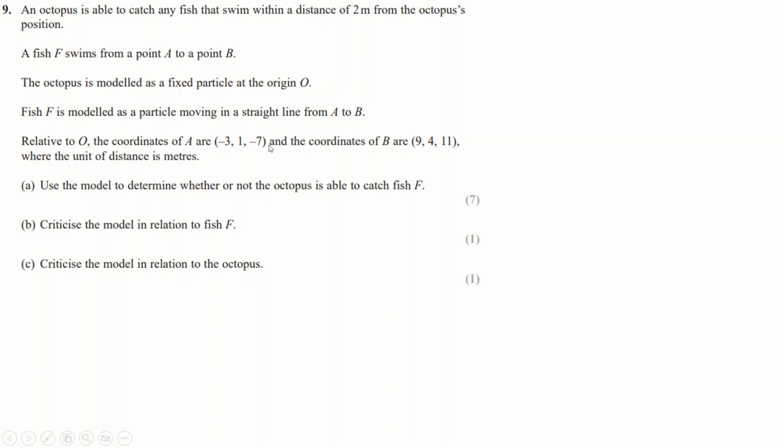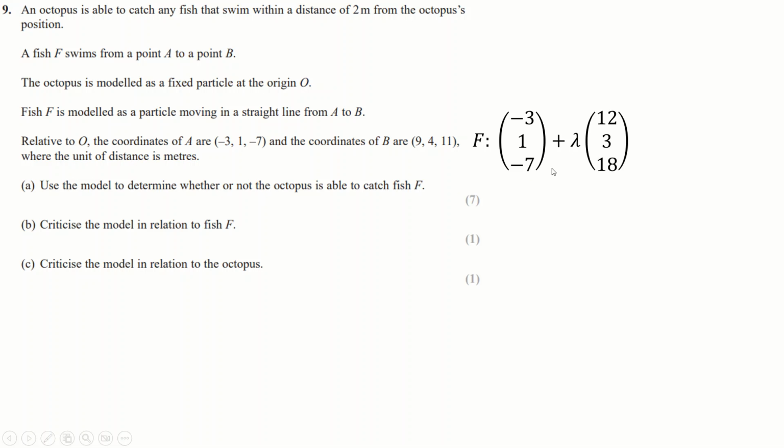So the vector equation of the fish's trajectory or movement is just pick one of the points, so I picked this one, and then plus lambda, and then you've got to get 12 along from minus 3 to 9. It's another 3 from 1 to 4, and then it's 18 from minus 7 to 11. So just pick how far you have to go from one point to the other, and just put it in there. That's the vector equation of the line. I think that was 2 out of the 7 marks, if I noticed correctly.